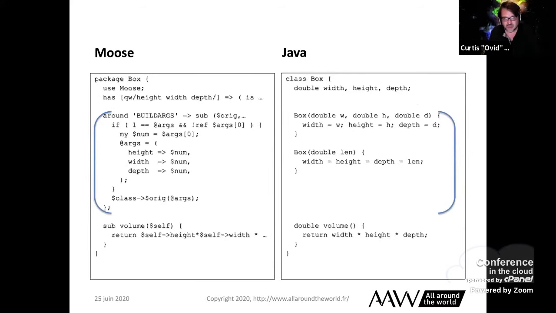So look at Moose, look at Java. Java, famously verbose, is shorter and easier to read than Perl.